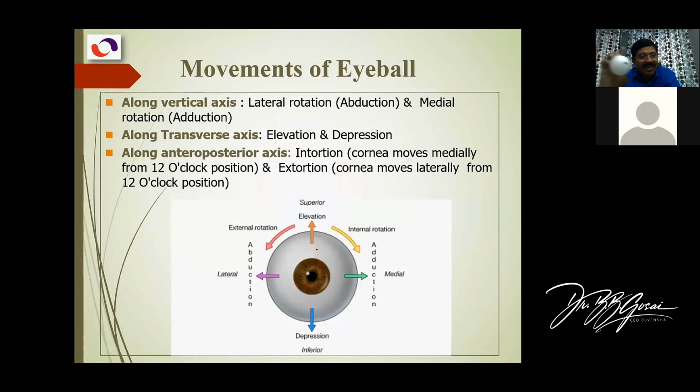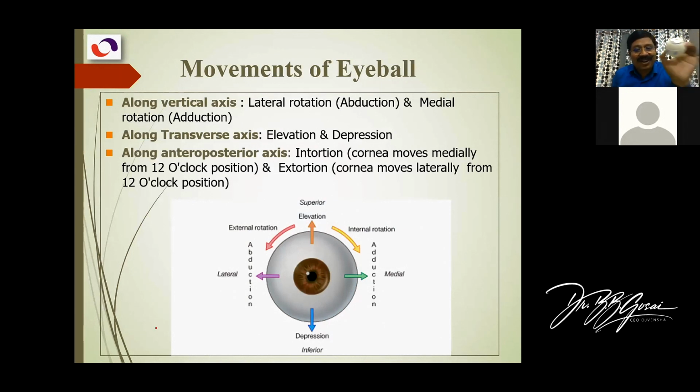So what I have done, I have brought this particular eyeball with me. This is the ball, a plastic ball like thing, and I have drawn whatever is necessary for me to explain on this particular part. Okay, so the eyeball will move in 3 different axes. Okay, so there is a vertical axis, transverse axis, and anteroposterior axis. This one, okay, this one is the different axis.